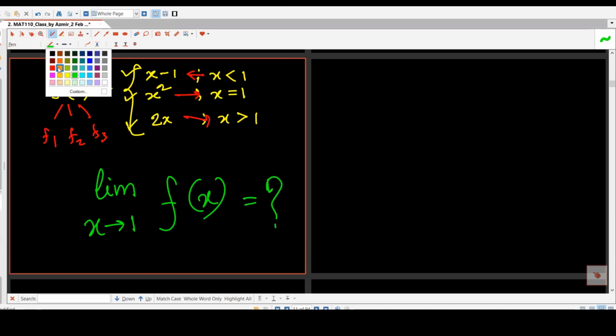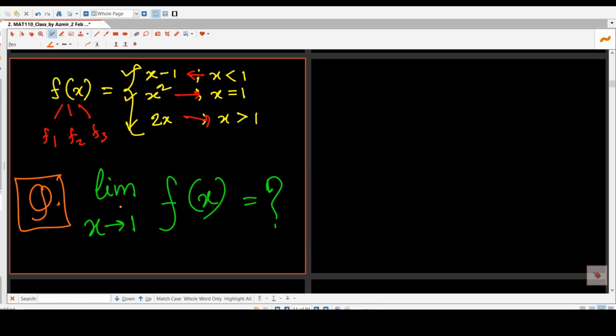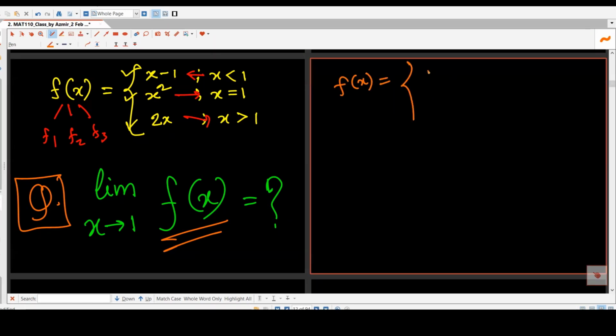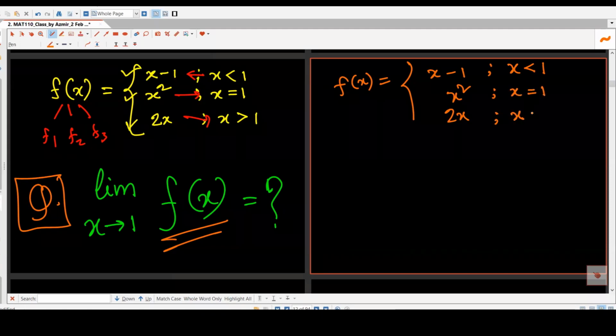So we are fixing up our target. That is, we want to find the limiting value of this function when x is approaching 1. So now let us have a look at f of x. So what is f of x? f of x has three parts: x minus 1, x squared, and 2x. x minus 1 is defined for x less than 1. x squared is defined for x equals 1. And 2x is defined for x greater than 1.